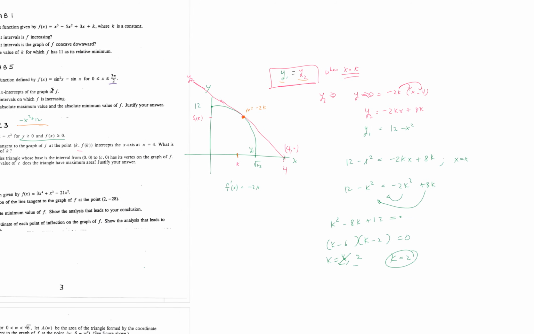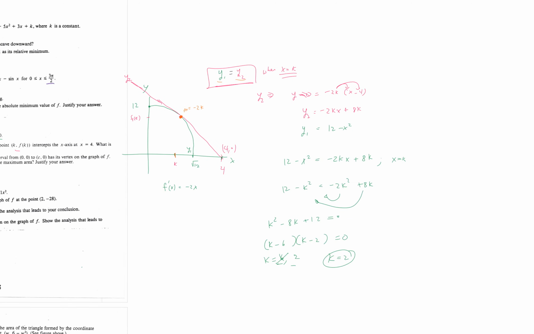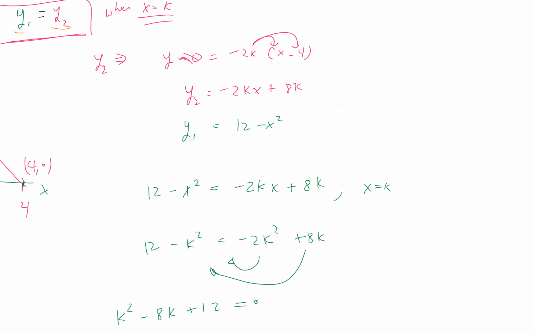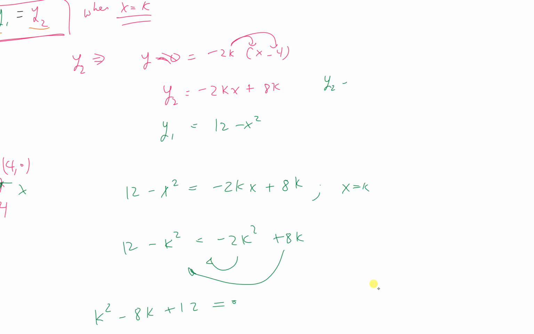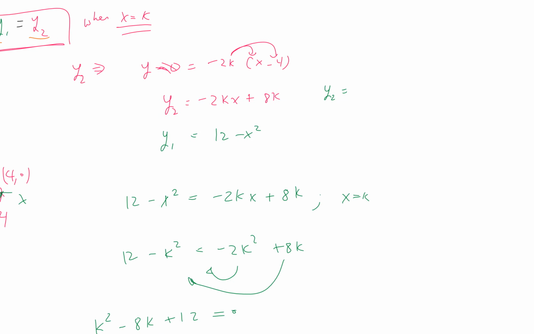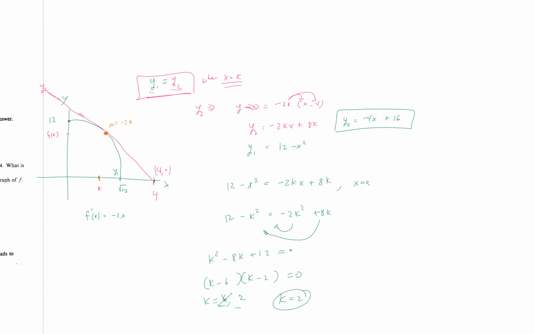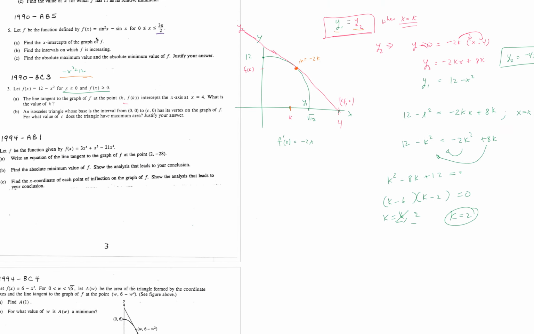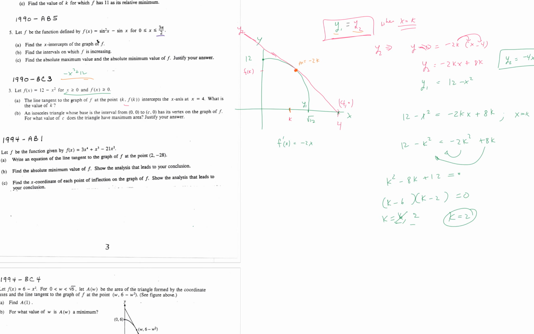Let's go back and say that in this equation, the tangent line equation would have been y2 equals, what was k again? 2. So negative 2 times 2, or negative 4x, plus 8 times 2, so it's 16. Just in case, I'm just putting it up there. I'm not sure if I need it, but let's see.